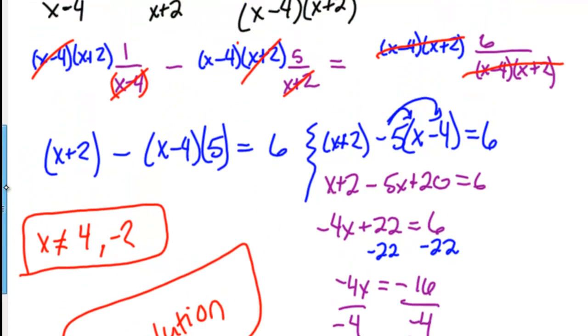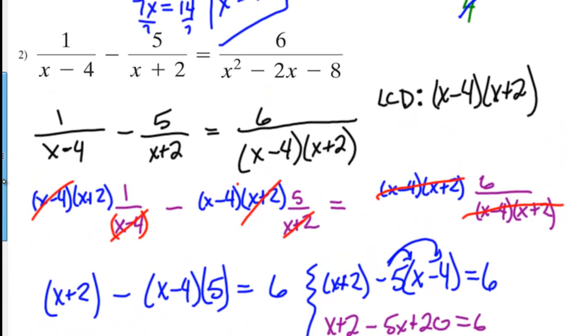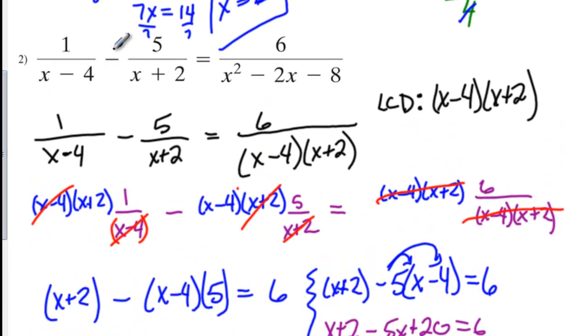Okay, so the reason we know that it can't be 4 or negative 2 is we're just taking these denominators and setting those equal to 0. So we have x minus 4, and we know that that cannot be 0. So whenever we solve, we know that x cannot be 4. And we do the same thing here. x plus 2 cannot be 0. So that means that x cannot be -2.